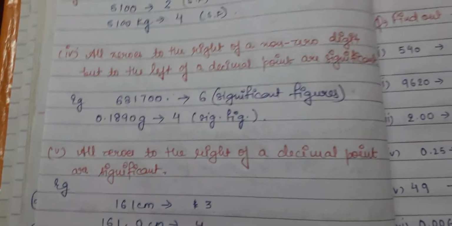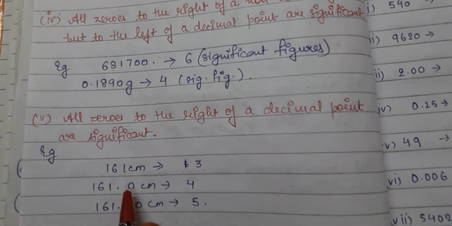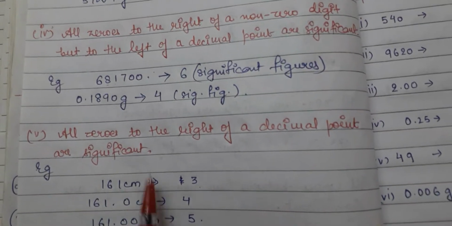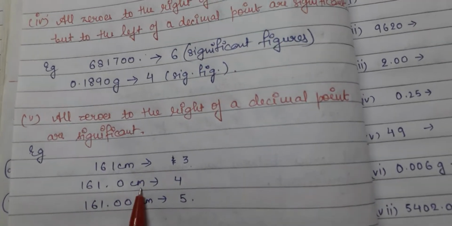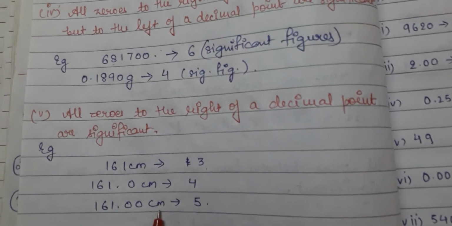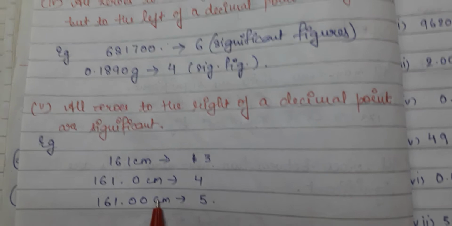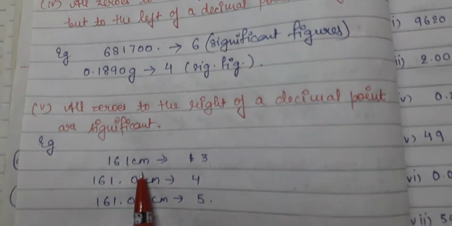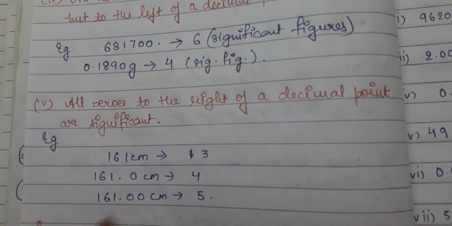which has 4 significant figures. The next rule is all zeros to the right of a decimal point are significant. Suppose we are writing any zeros and they are coming from measurement, so we have to take them as significant figures for accuracy and precision. The more zeros we add, the more accurate and precise a measurement we get. That is why we have to consider all these zeros on the right side of the decimal, if they are coming from measurement. So in 161 centimeter there are 3 significant figures. In 161.0 centimeter there are 4 significant figures.